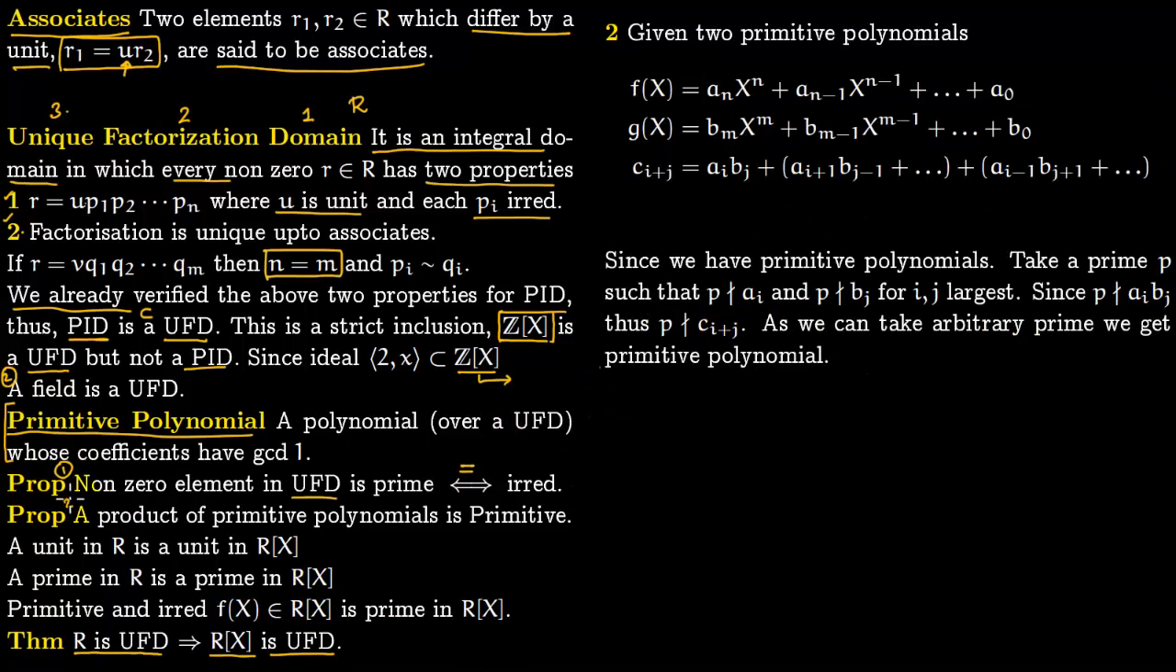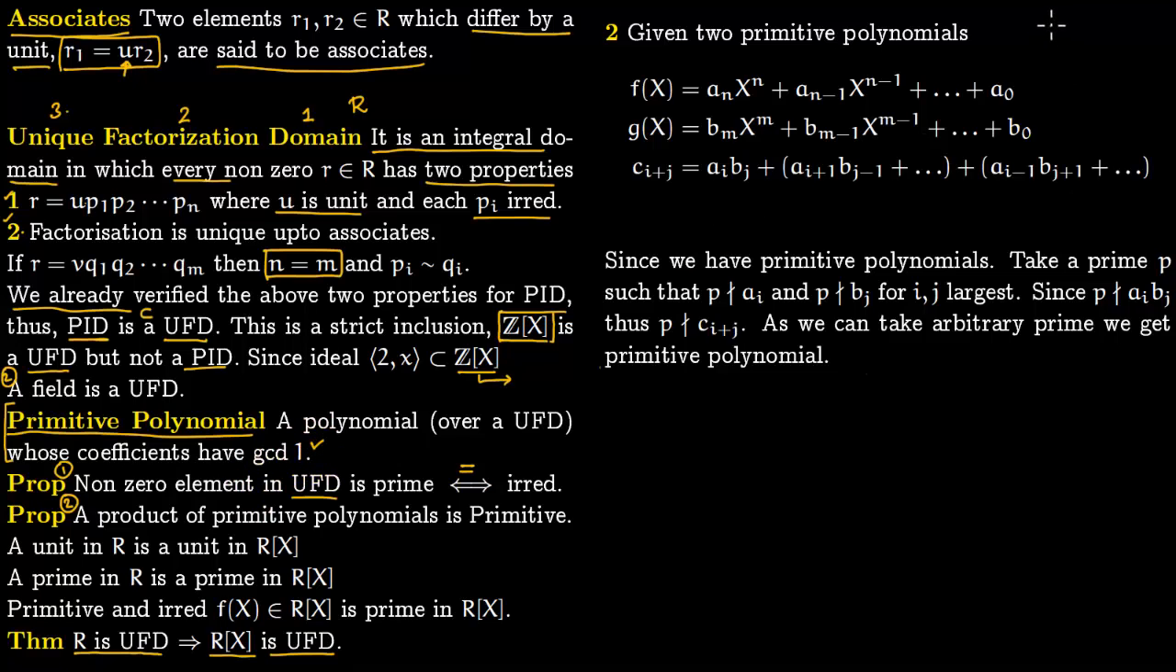So number 2 we want to show is this: a product of primitive polynomials is primitive. So say we are given two primitive polynomials, f of x and g of x. So this is a primitive polynomial like this, a_n x^n plus a_{n-1} x^{n-1} all the way to a_0. And you have a polynomial g(x) which is b_m x^m plus b_{m-1} x^{m-1} all the way to b_0. So the way we think of primitive polynomials is that their coefficients do not have any factor in common except 1. So their greatest common divisor is just 1.